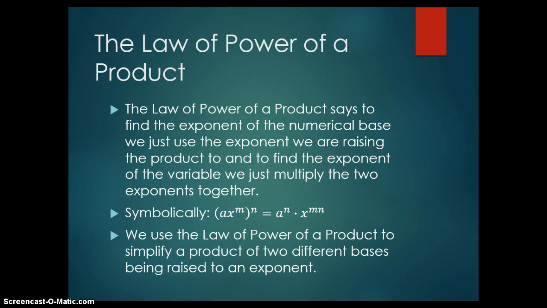Really what this means is we have a number and a variable raised to an exponent, and we're raising all of that to an exponent. The number is raised to the exponent we're raising to, and the variable's exponent is equal to the two exponents multiplied together. So, for example, (a^m x^n)^p is equal to a^p times x^(np). We basically use this law of power of a product to simplify a product of two different bases being raised to an exponent.